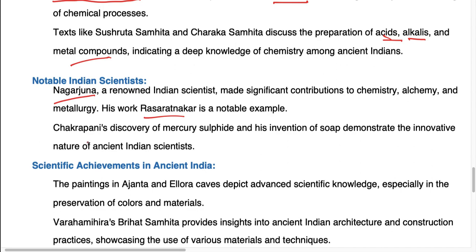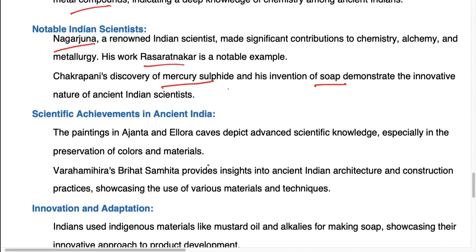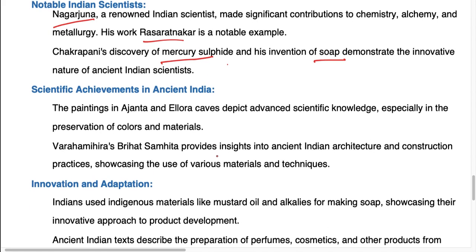Chakrapani's discovery of mercury sulfide and his invention of soap demonstrated the innovative nature of ancient Indian scientists. So these are our notable Indian scientists' contributions to chemistry.